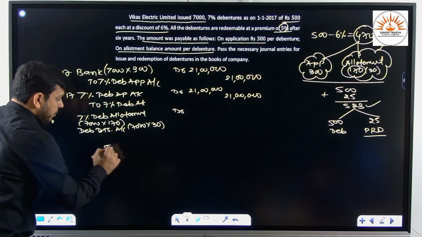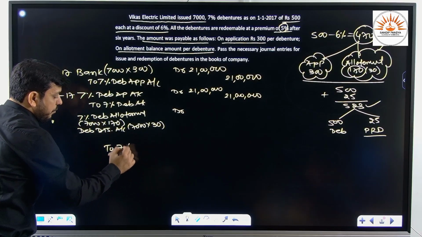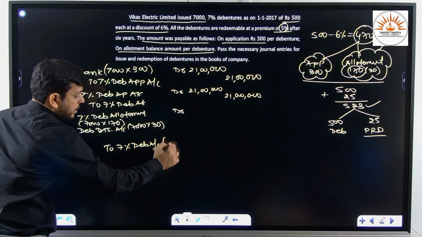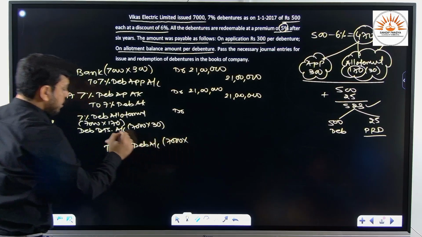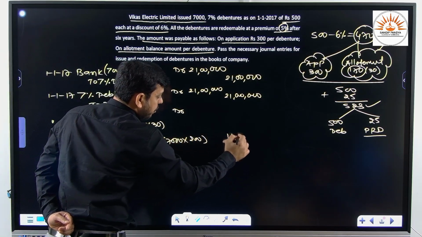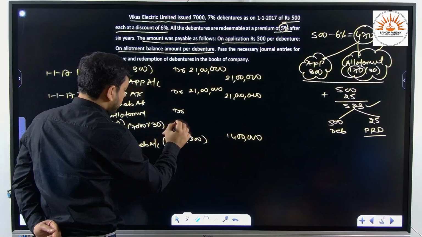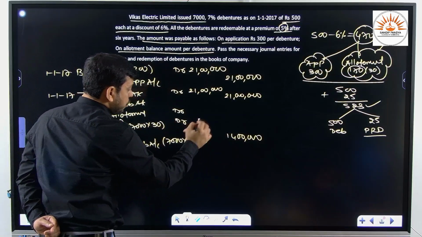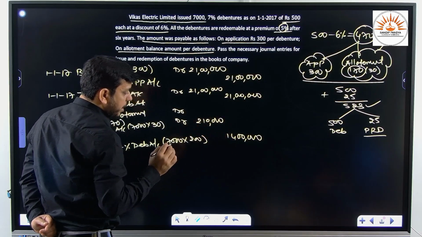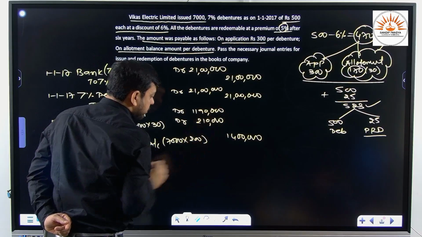Further, we know that both these amounts will be transferred to debentures, hence we shall write to 7% debenture account, that is 7,000 into 200. So that will obviously be 14 lakhs. 7,000 into 30 will be 2,10,000. If we deduct, 14 lakhs minus 2,10,000, that is 11 lakhs 90,000.